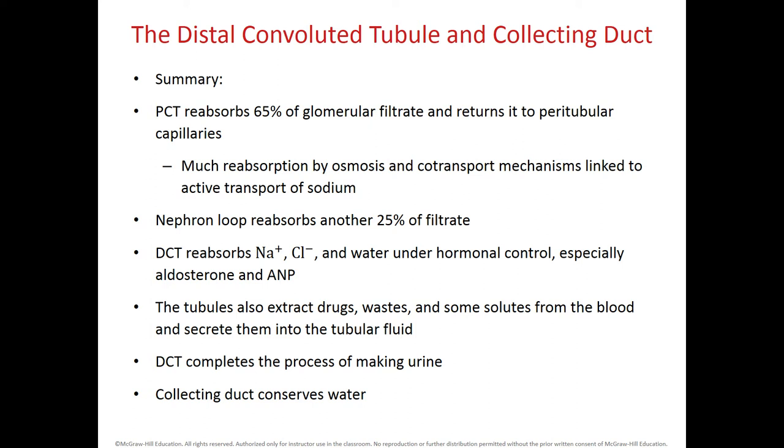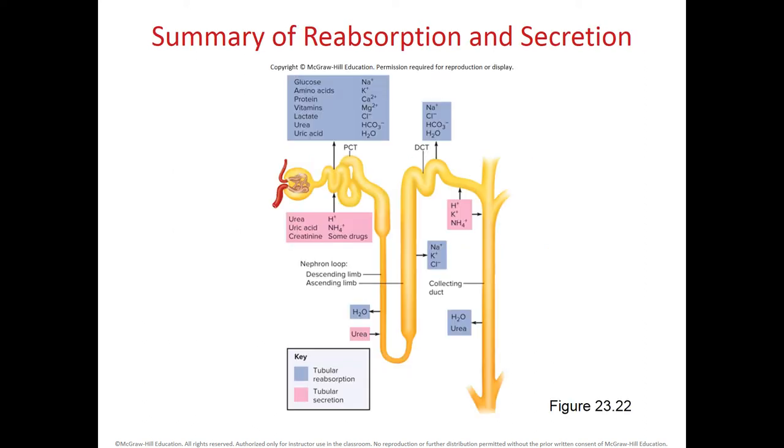The tubules also help to extract from our body drugs, wastes, and some solids from the blood and secrete them into the tubular fluid. And the DCT will help in the formation of urine, and the collecting duct helps to preserve water. So this is the summary of reabsorption and secretion. So here are the things that we can reabsorb in blue, and the things that we can excrete or secrete in pink color. So we secrete urea, we can secrete hydrogen ions here to regulate the pH, potassium, ammonium, some drugs, etc.